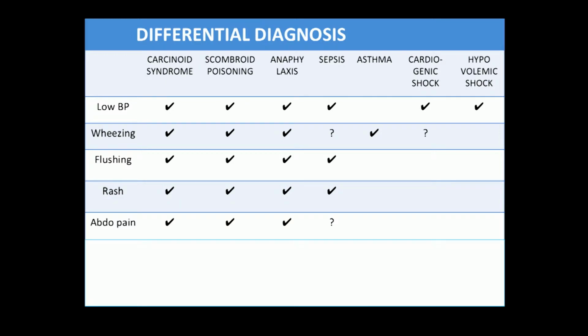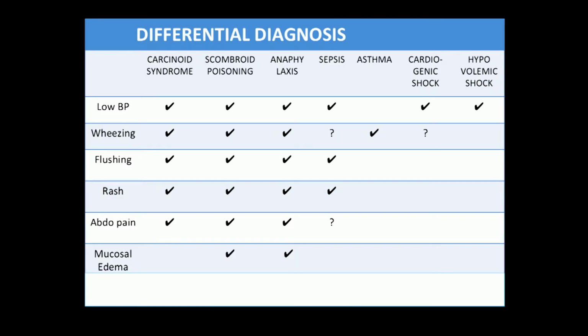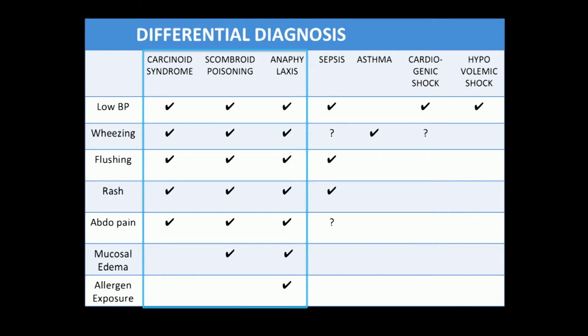Abdominal pain is also fairly common. It can present in sepsis if there's an intra-abdominal source of infection, but definitely in carcinoid, scombroid, and anaphylaxis. Mucosal edema is less common. We see that really just in scombroid poisoning and anaphylaxis. And the last component is his exposure to a known allergen. And this really only happens, out of all these diagnoses, in anaphylaxis. So there's a number of diagnoses here where we see a number of the symptoms that are commonly occurring. However, anaphylaxis is the only one that seems to tie all of them together.